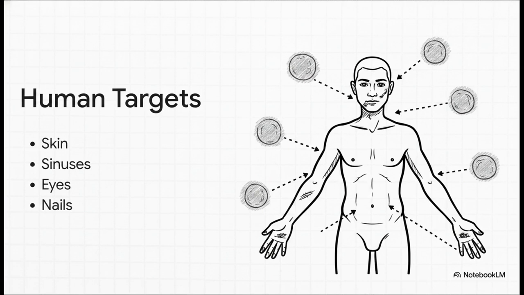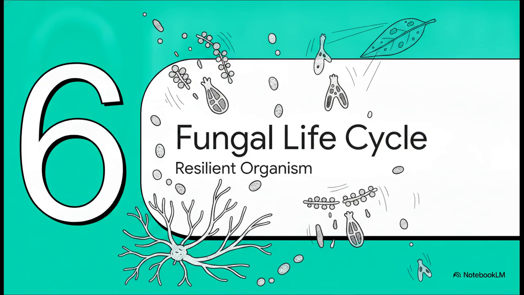We're talking cutaneous and subcutaneous lesions right on the skin. If inhaled, they can colonize the paranasal sinuses, causing severe sinusitis. They can even affect the eyes, specifically the cornea, and, believe it or not, target the keratin tissues in our nails. Section 6. The fungal life cycle.